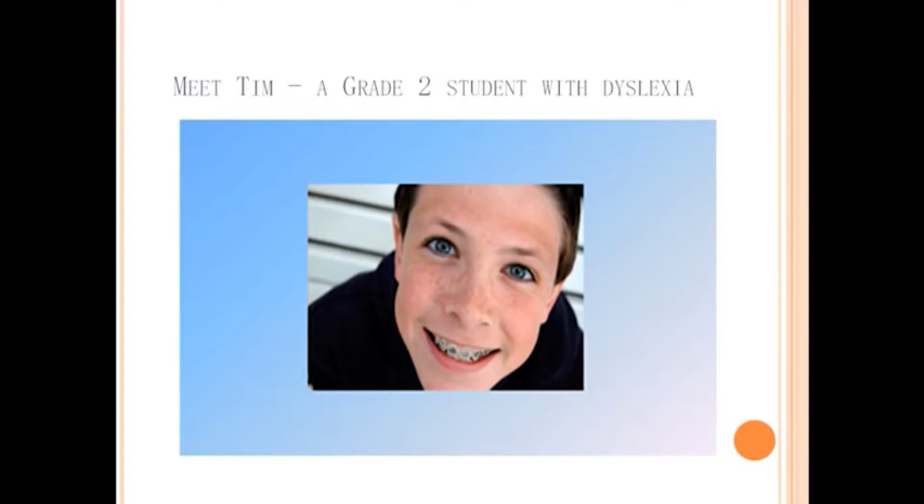Meet Tim. He is a grade 2 student with dyslexia. This is a picture of Tim, a child who's been diagnosed with dyslexia. We are going to be talking about Tim today to help us understand dyslexia. When we meet Tim, he is in 2nd grade.